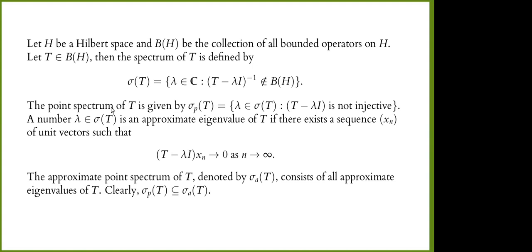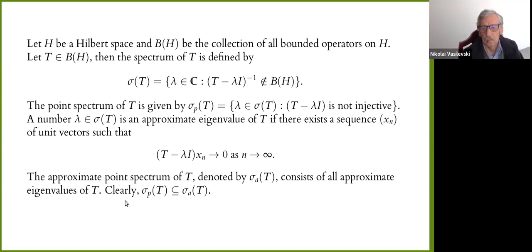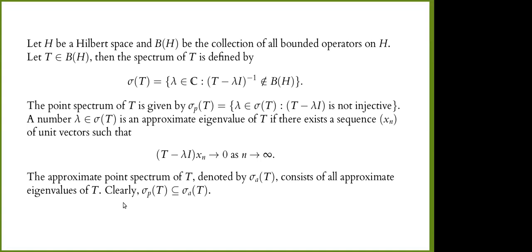The point spectrum of T consists of all eigenvalues of T, and we say a number lambda coming from the spectrum of T is an approximate eigenvalue of T if we can have a sequence of unit vectors x n in H such that the norm of (T minus lambda) x n goes to 0 as n tends to infinity. The collection of all approximate eigenvalues of T gives the approximate point spectrum of T. And it is easy to see that the point spectrum of T is a subset of the approximate point spectrum of T.